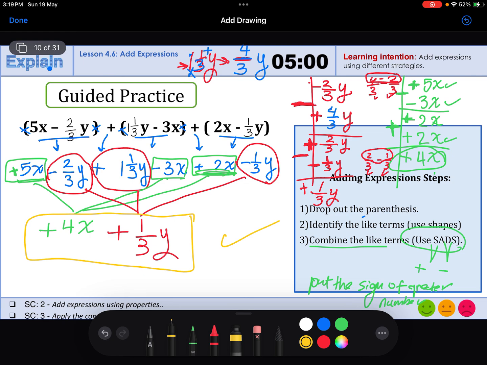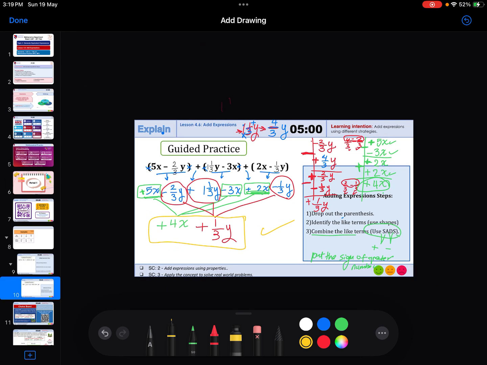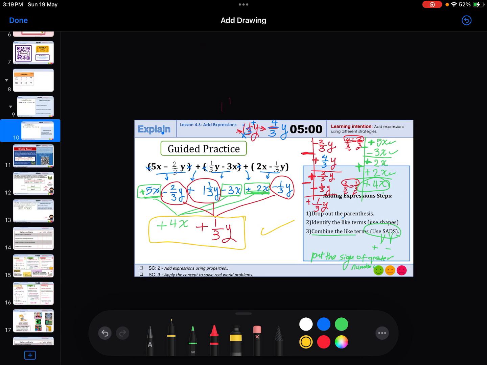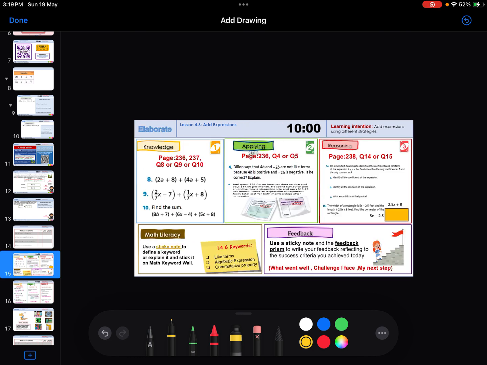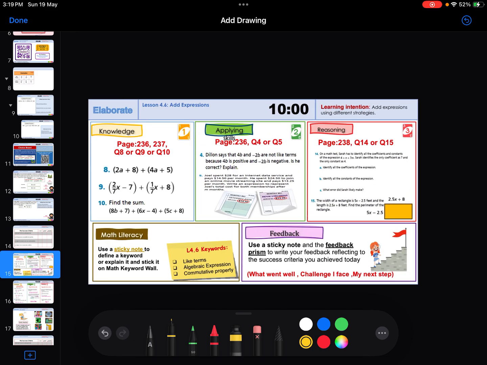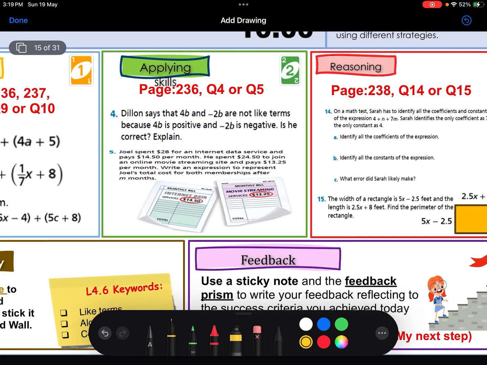Okay, now let's take a word problem. I just want to select some of the problems that are here. Okay, so let's take this one.